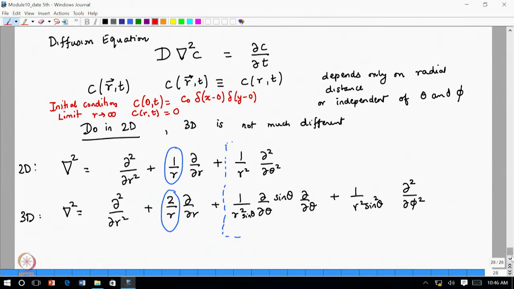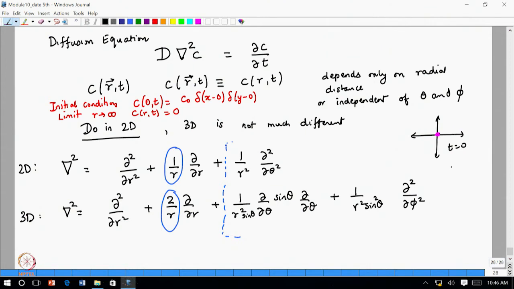So what is the physical problem that we have? At t equal to 0, I have some concentration of some species, and the species is only at x equal to 0, y equal to 0. So if I show it here, at t equal to 0, everything is right at the origin.